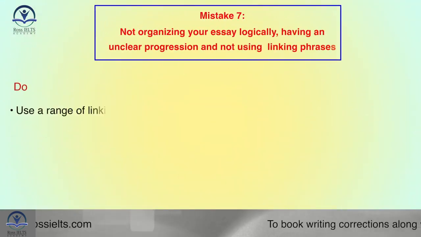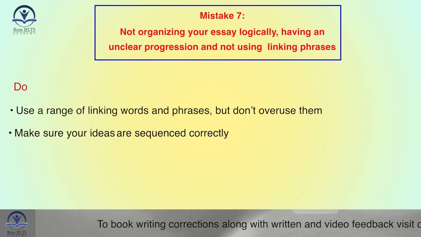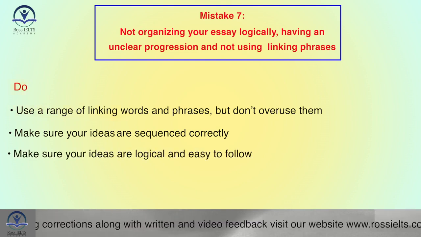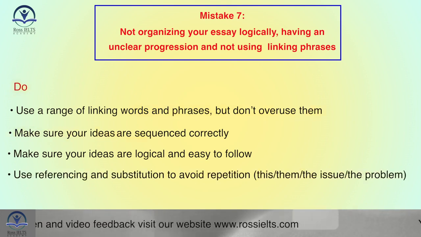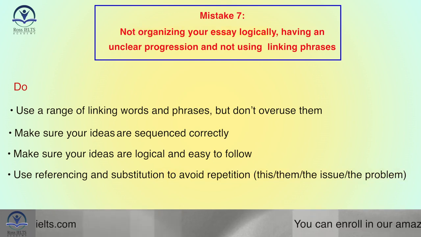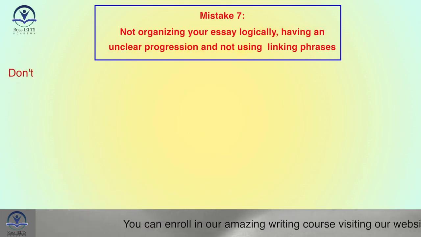So, use a range of linking words and phrases, but do not overuse them. Make sure your ideas are sequenced correctly. Make sure your ideas are logical and easy to follow. Use referencing and substitution to avoid repetition. For example, words like this, them, the issue, the problem. So do not repeat the same word over and over again. And finally, use punctuation to make your writing coherent. Now, what are the things that you should not do?